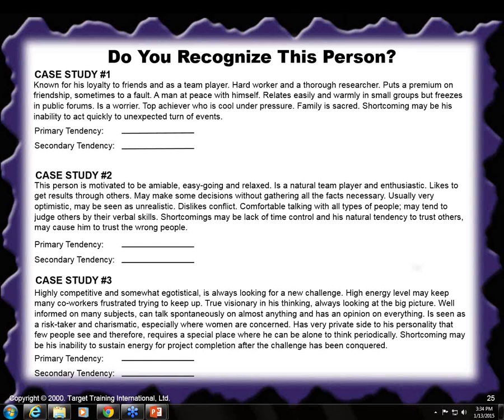Let's do the other quiz. Case study number two. This person is motivated to be amiable, easygoing, and relaxed, is a natural team player, and enthusiastic. Okay? Depending on extroverted or introverted, this could be an I or an S. Let's take a look. Likes to get results through others. Very interesting, so that is more extroverted. May make some decisions without gathering all the facts necessary. That sounds more like an I, influence. Usually very optimistic, may be seen as unrealistic. Dislikes conflict. Comfortable talking with all types of people, may tend to judge others by their verbal skills. Shortcoming may be lack of time control, and his natural tendency to trust others may cause him to trust the wrong people. Sorry, primary tendency is I, secondary is S.